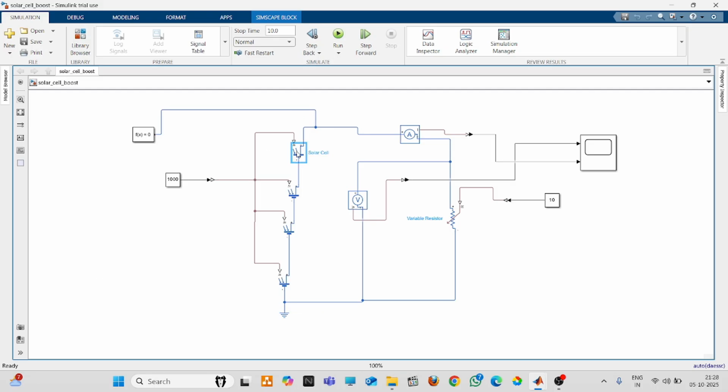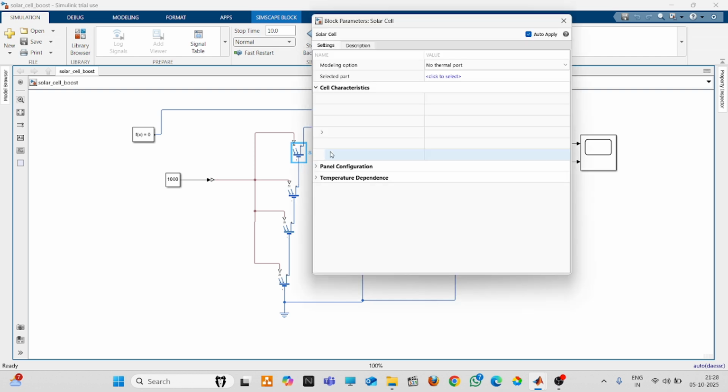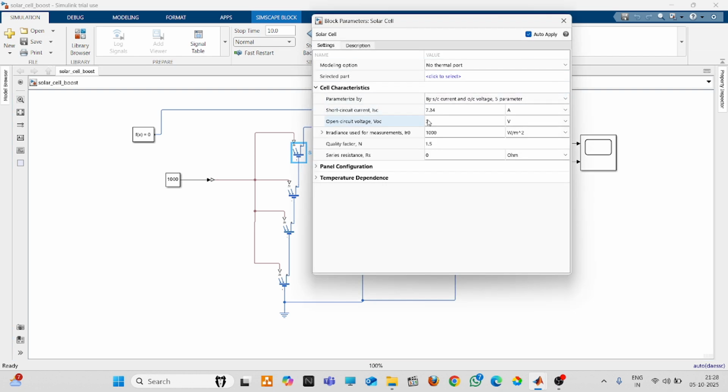Now, when you double click on the solar cell, you need to vary some parameters. Basically, two parameters are very significant in the solar cell. The first one is the open circuit voltage, and the second one is the short circuit current. You can see here the short circuit current is 7.34. It is always higher than the current which you are feeding to the load, because the load can never be zero.